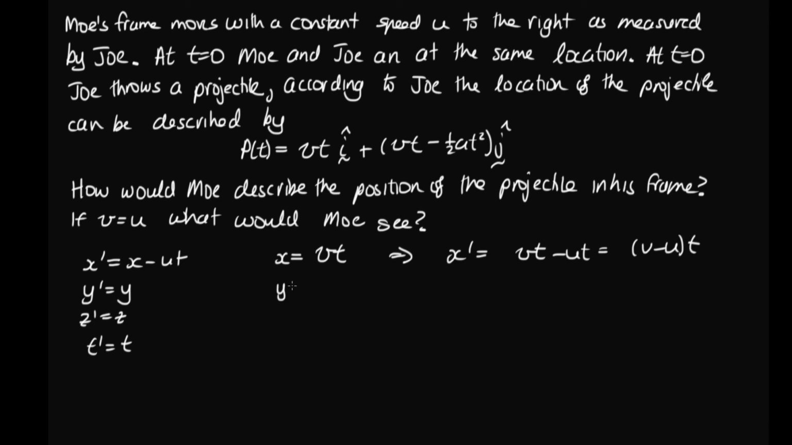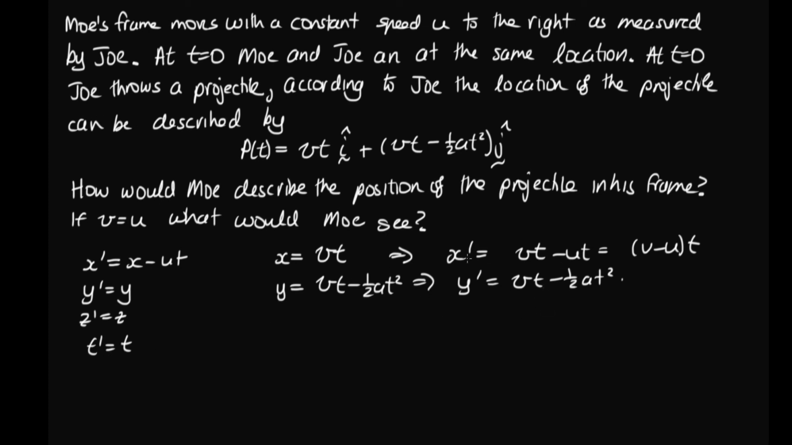Now in the y direction, Joe sees the y coordinate of the projectile as equal to vt minus a half at squared. In the y prime frame, Mo's frame, there is no change. So we've still got y prime is equal to vt minus a half at squared. There is no z coordinate here, so presumably in Joe's frame, the z coordinate in the k direction is just 0 and remains there. So the same will be true in Mo's frame, and there is no difference in how they measure time, so the times remain the same.